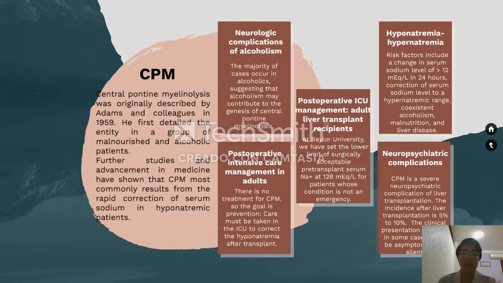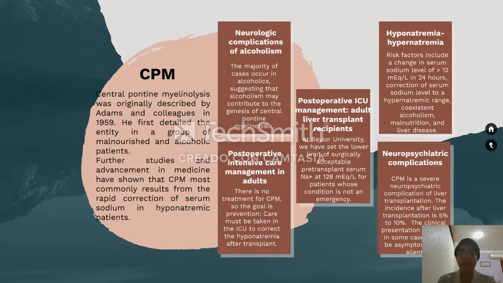CPM was originally described by Adams and colleagues in 1959. He first detailed the entity in a group of malnourished and alcoholic patients. Further studies and advancements in medicine have shown that CPM most commonly results from the rapid correction of serum sodium in hyponatremic patients. Neurologic complication of alcoholism. The majority of cases occur in alcoholics, suggesting that alcoholism may be contributing to the genesis of central pontine myelinolysis.